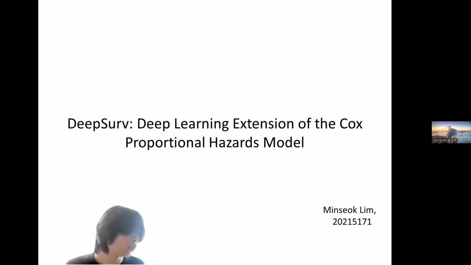What I found particularly interesting is that the paper does not completely abandon the traditional survival analysis framework. Instead, it extends the Cox model while preserving many of its important statistical properties. In this presentation, I'll first briefly review survival analysis and the Cox model. Then, I'll explain the main idea behind DeepSurv, walk through important parts of the paper, discuss the experiments and results, and finally talk about several strengths and limitations of the approach.